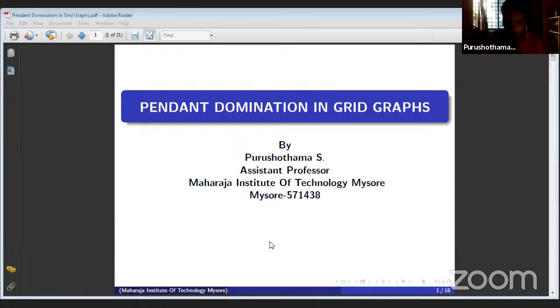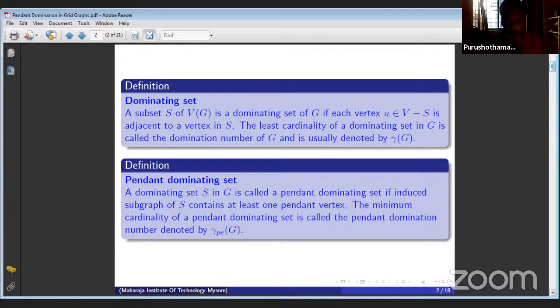First, I would like to thank the organizer for providing me an opportunity to present my research article in ICNTDM. The title of my research work is Pendant Domination in Grid Graph. I am Purushottam, Assistant Professor in the Department of Mathematics, Maharaja Institute of Technology, Mysuru. Before starting my presentation, first we recall the definition of a dominating set.